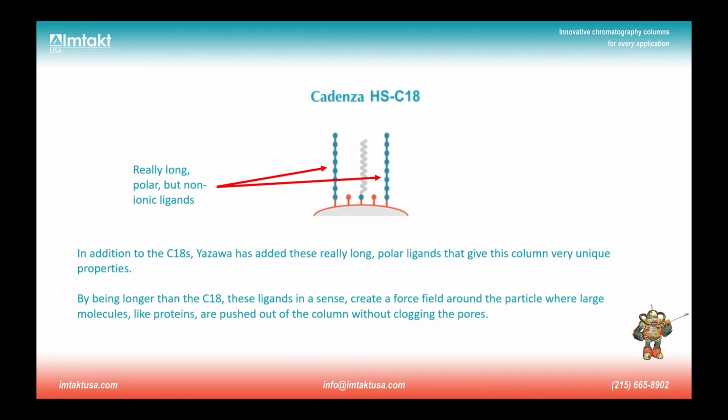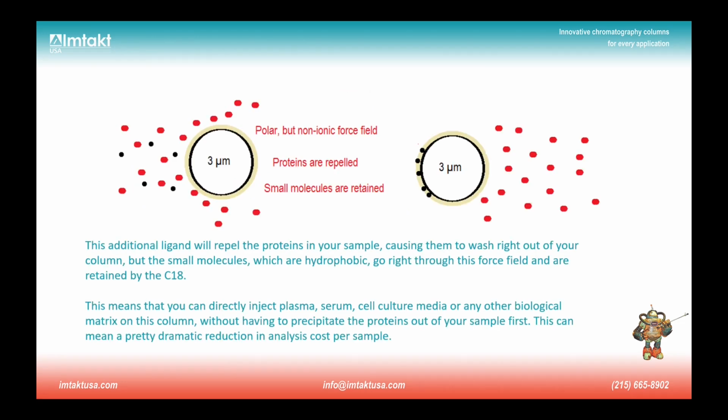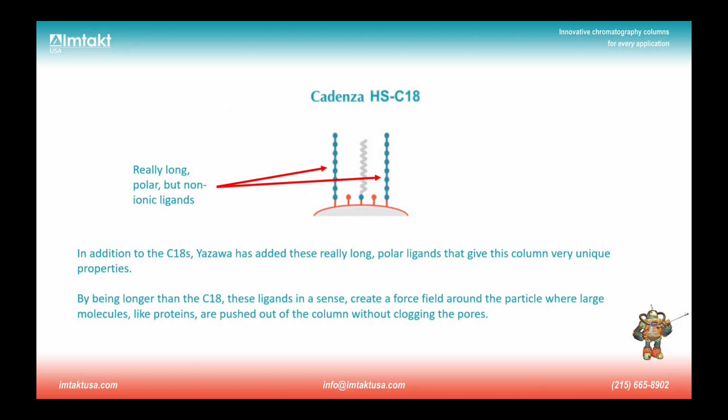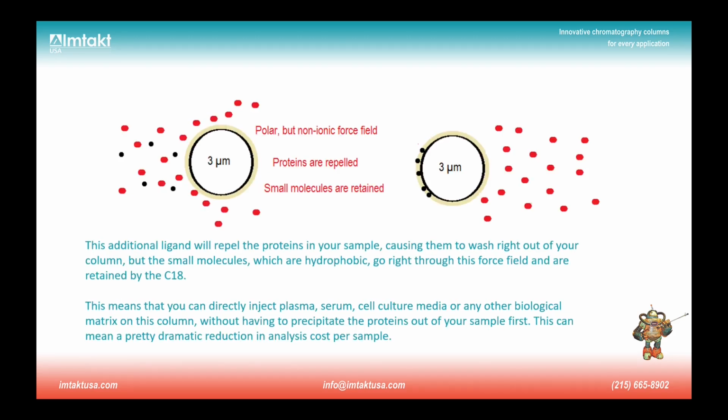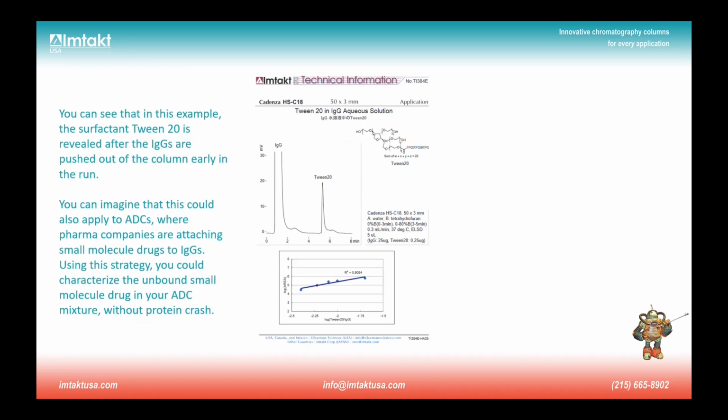And how this works is it has one additional ligand, and this additional ligand essentially creates a force field around the particle so that the proteins just bounce right off, wash off the column, while still retaining your small molecules like surfactants, just as any other C18 would. And here's an example chromatogram of that. You can see the Tween 20s retain nicely, but all those antibodies come out completely unretained.